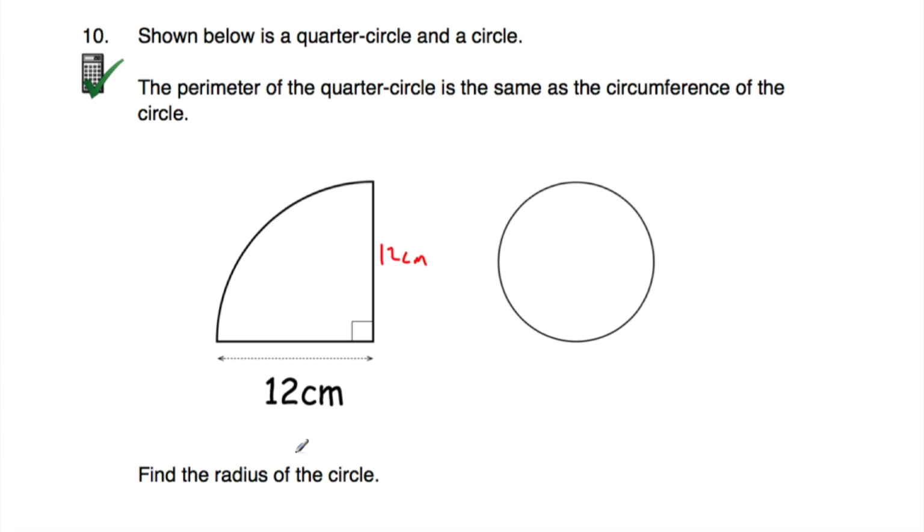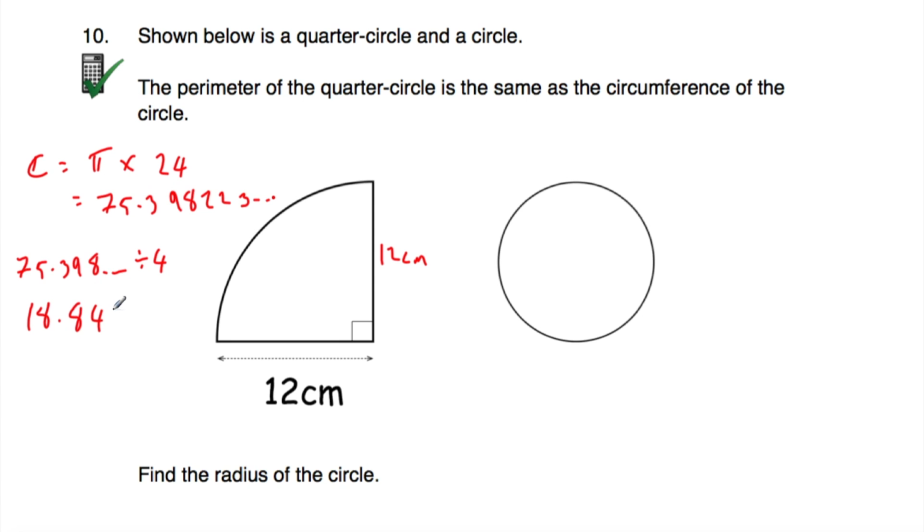So the circumference of the whole circle, if it was a whole circle, we would do pi times diameter. And if we had this whole circle, the diameter the whole way across it would be 24 centimeters. So we're going to do pi times 24, and that would be equal to 75.398223 and so on. So that would be the circumference of the whole circle, but we just want the length of this arc, so we would divide that by 4. 75.398 and so on divided by 4 would be the length of this arc. So divide by 4 is equal to 6 pi, which is 18.8495 and so on centimeters. So that's the length of this arc.